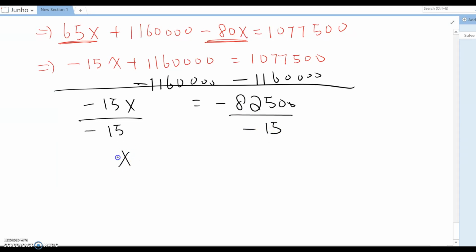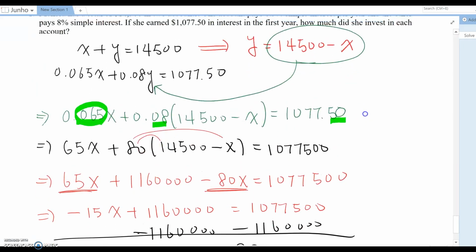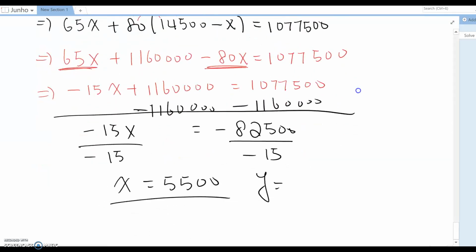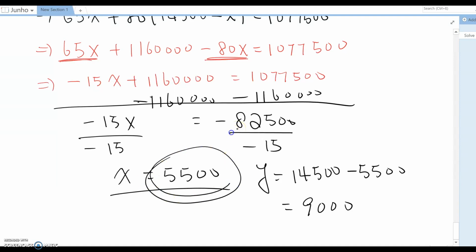Then you will get x equals 5,500. Okay, then y, we defined as 14,500 minus x, so 14,500 minus 5,500. Then the total becomes 9,000. So in this case, Melissa invested 5,500 in the 6.5% account and $9,000 in the 8% account.